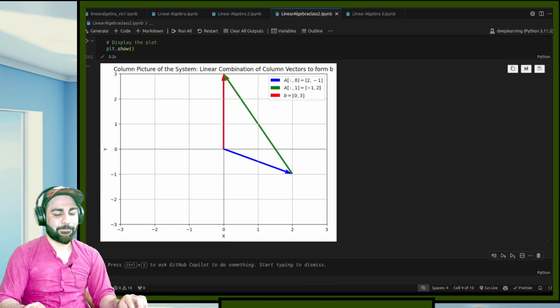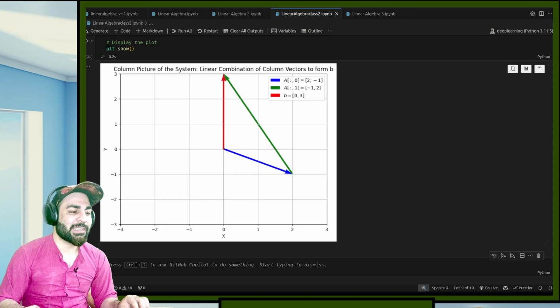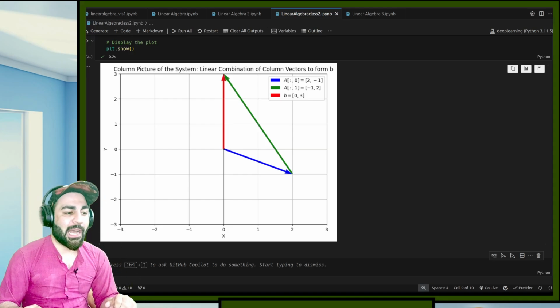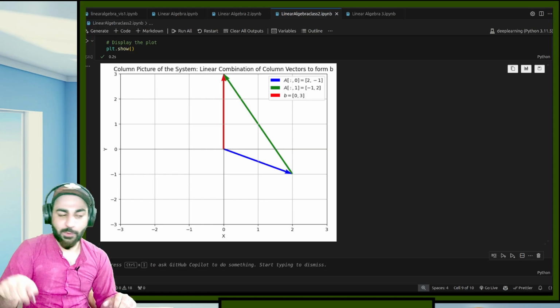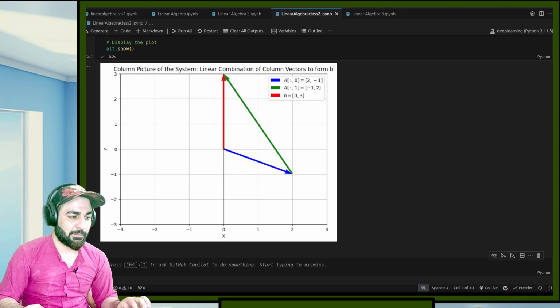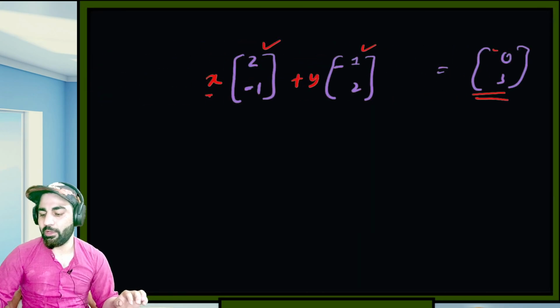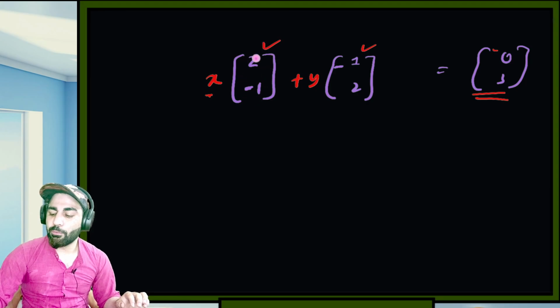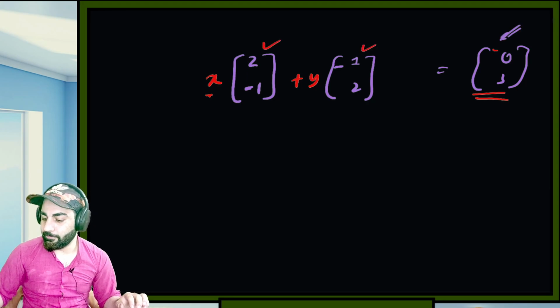Can you see it? To reach the resultant, I combined these two vectors somehow. I took one of the blue vector and two of this green vector to land at the resultant vector. So if I again show you the equation, we wanted to see how to mix these vectors so as to land up with this vector. I said, okay, take one of this vector.